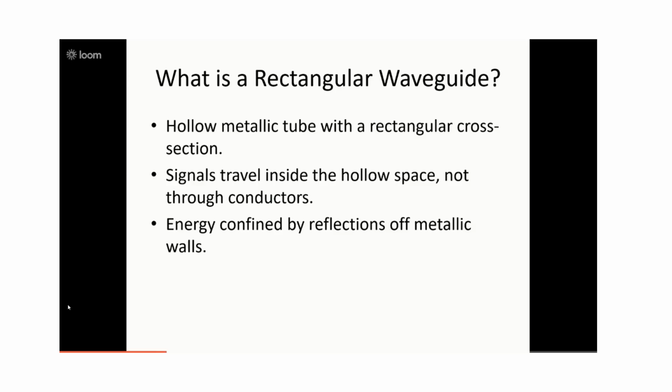So, what is a rectangular waveguide? A rectangular waveguide is a hollow metallic tube with a rectangular cross-section. It guides electromagnetic waves from one point to another with minimal energy loss. Unlike cables, where signals travel through conductors, in waveguides the energy is confined within the hollow space by reflecting off the walls.